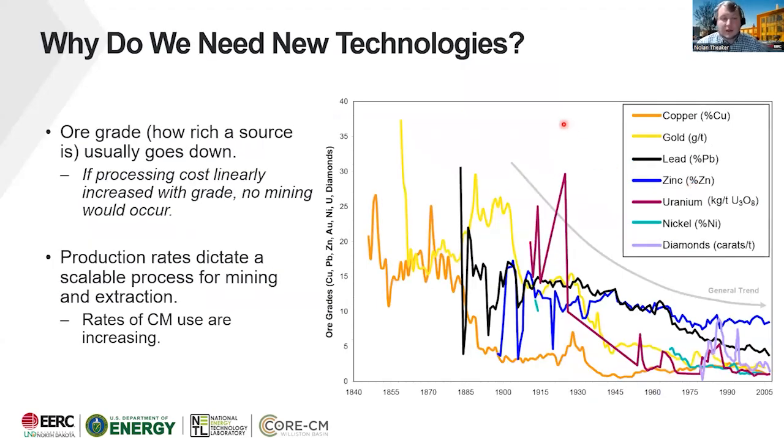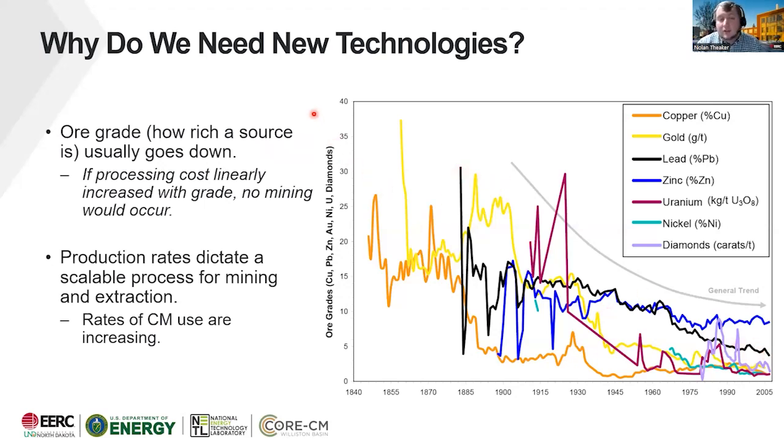So why do we need new technologies? One of the premier reasons is because ore grade, or how rich a source is in a specific material, usually goes down. If we look at copper from the 1850s, we had 20 to 30% copper in our ores back then. Now we're down to 1%. We look at lead, 30%. Now we're down to below 5%.